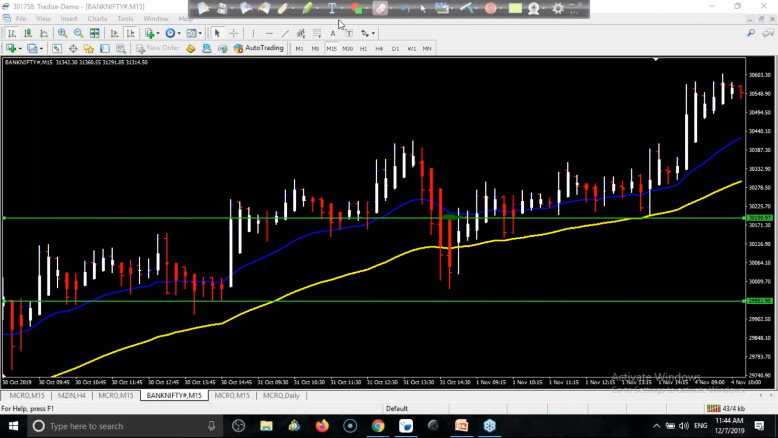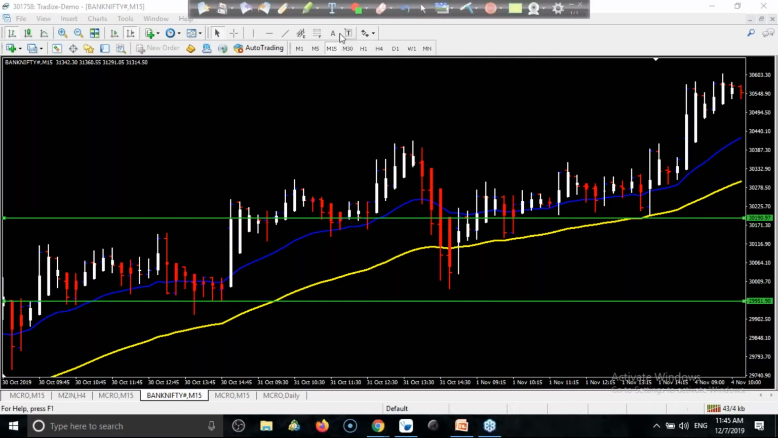I need to change the color. I think the color is not drawing properly. Let me change the color. Yeah, it will be good, I think. Yes. Now I can see this is the lower point. Exactly, I drew a horizontal line by connecting this lower point, right? Exactly.